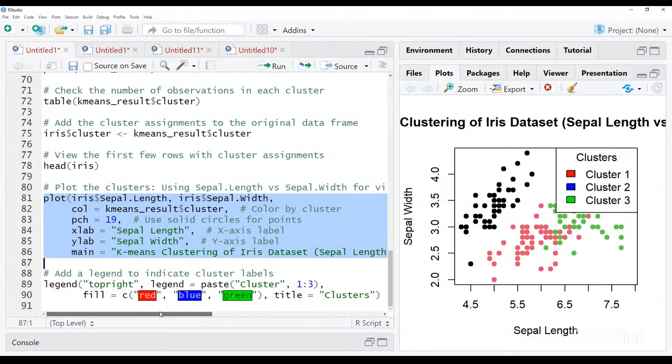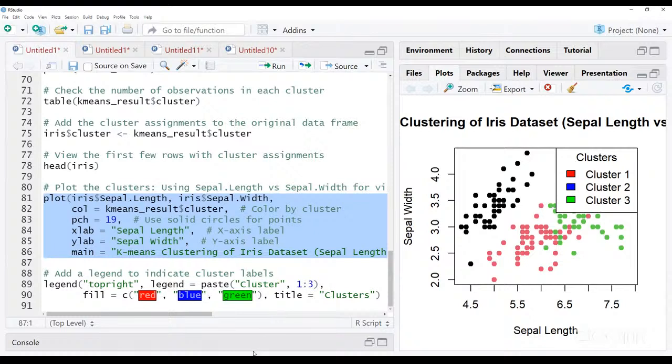Col is written, col means color, color by cluster. Because three colors are there, it maintains the three clusters. pch 19 uses a solid circle, so here you can find the solid circle. xlab is sepal length, and the sepal width is the ylab. Main, K-means clustering of iris dataset, that is the title.